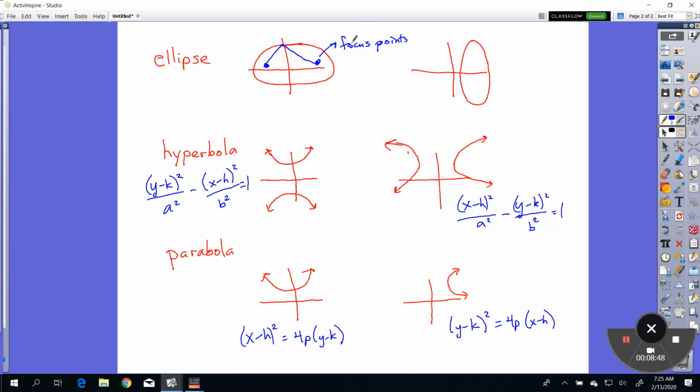The other thing that they found about the focus points is, if you had light rays coming in here, suppose we had a whole bunch of light rays hitting this reflective surface, these would all bounce and go through the focus point, kind of like your eyeball, right? So that's why some of us need glasses, because our eyeball doesn't focus them to the right point. So that's what that does.